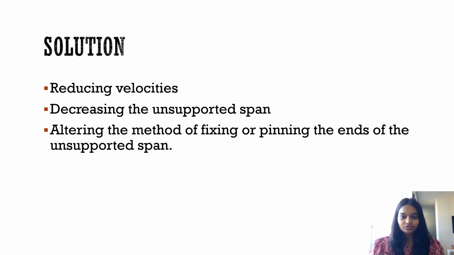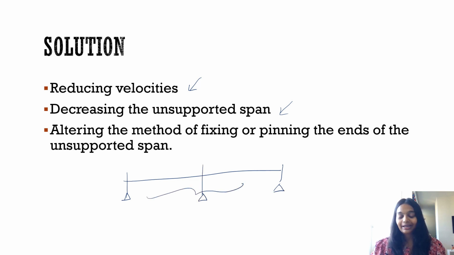Either you reduce the fluid velocity, or identify what the problem is, or you decrease the unsupported span. For example, sometimes during the design, a particular clamp is given over here and there's a huge gap, so you can provide an extra clamp and try to solve it. So that is decreasing the unsupported span. And the third is altering the method of fixing and pinning the ends of the unsupported span. So you can work on one of the spans and try to fix it. This is the way you can avoid tube vibration.